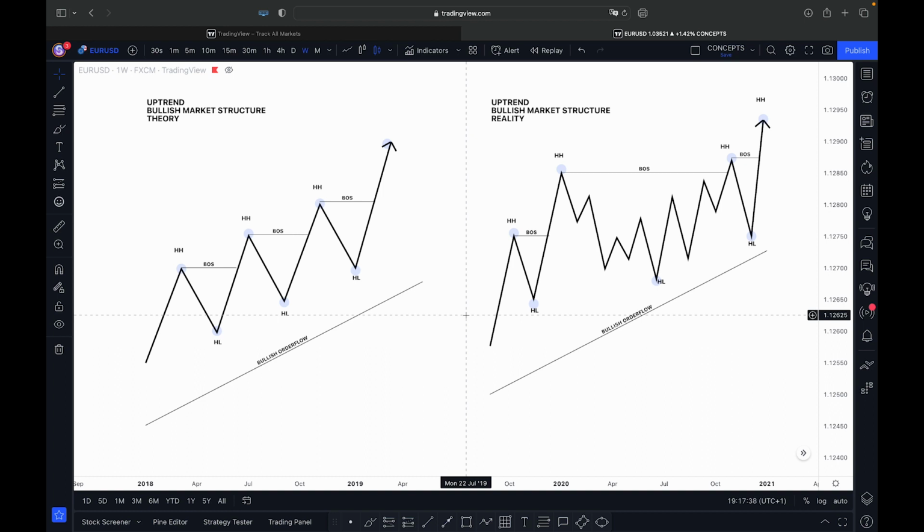Today is lesson 2. We're going to talk about market structure. The first thing that we're going to talk about is bullish market structure, basically an uptrend, and how we as smart money traders are looking at it.